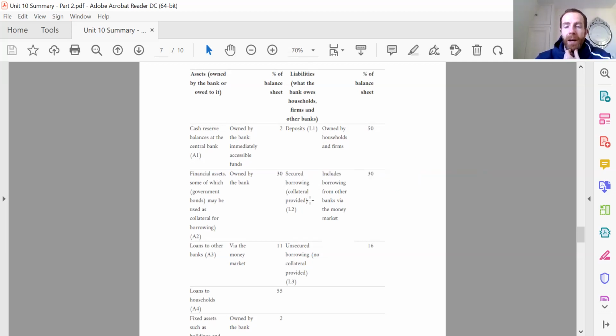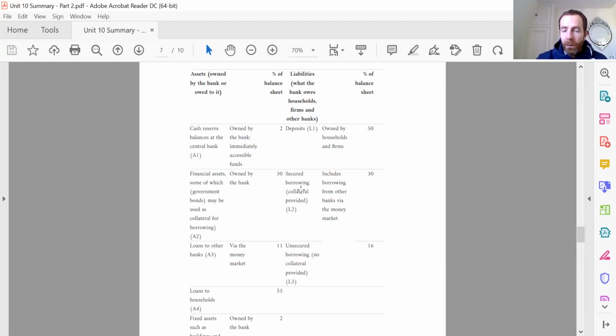Secured borrowing. And then we've also got unsecured borrowing. To talk about both of them together, this is money that the bank owes to others. So that can include money that it owes to other banks or other financial companies, right? And then just to talk about the difference between secured and unsecured.